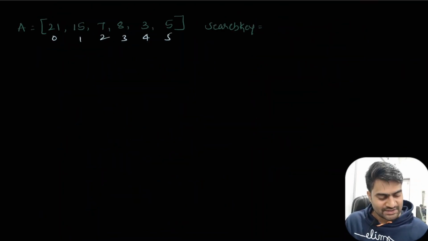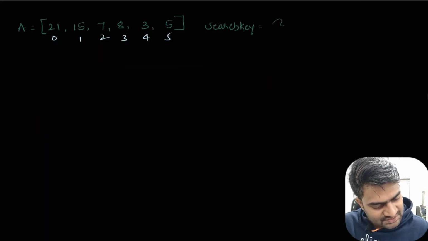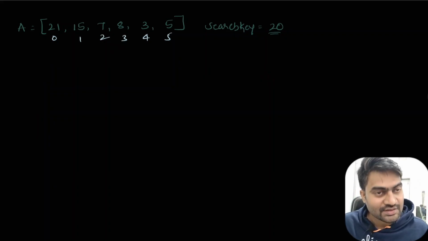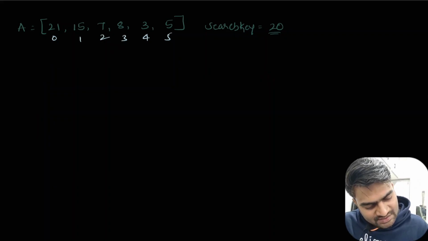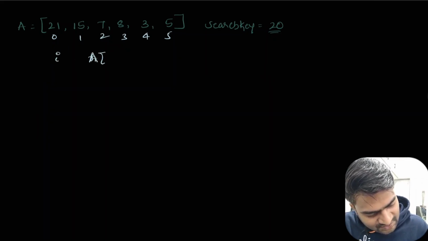Let's look into a negative scenario where a number does not exist in the array. So let's assume our search key is 20, which is not there in the array. So in that case, how does our code execute? Let us take i, and this will be a of i.